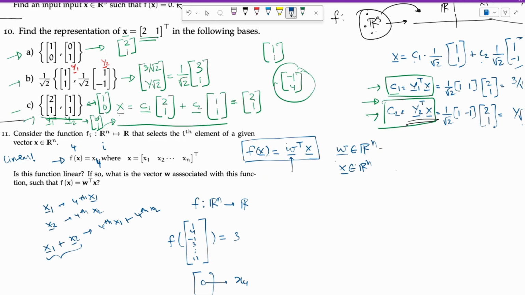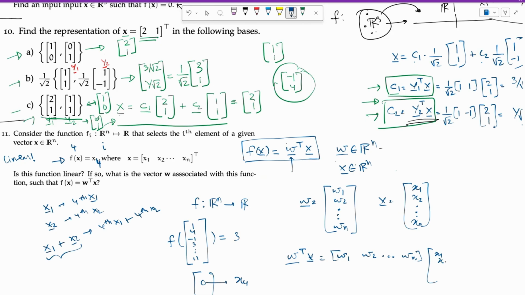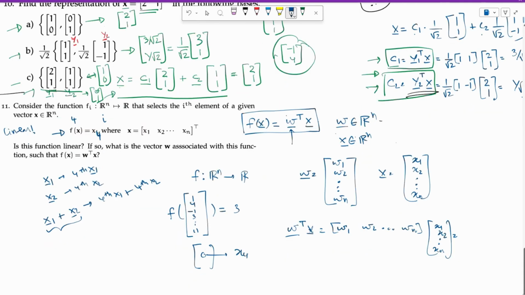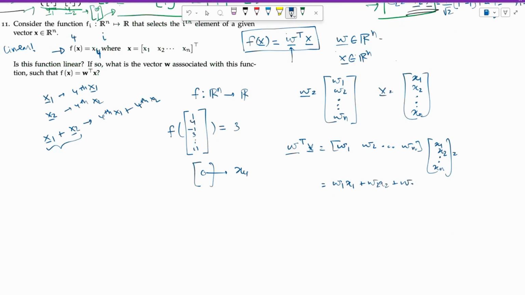Not 4. So here, what is w? w is simply w1, w2, ..., wn, and x, of course, is x1, x2, ..., xn. If you do w transpose x, what do you get? The inner product is nothing but w1 x1 + w2 x2 + w3 x3 + w4 x4 + ... + wn xn. We want to choose the values of w1 to wn such that this gives me x4. What should be the values of w?